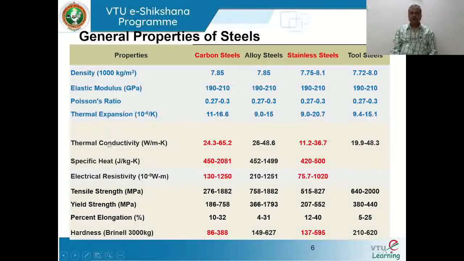But if you see in this table, these properties do vary over a range. It is not constant. Depending on the particular type of steel, and also depending on what percentage of alloy contents, carbon and other combinations of the alloy content, the mechanical properties vary, and accordingly the information needs to be generated. All these things can be done by conducting suitable experiments in the laboratory.